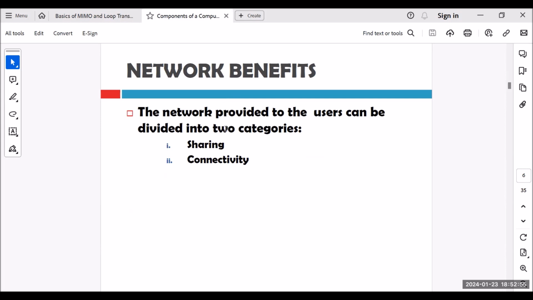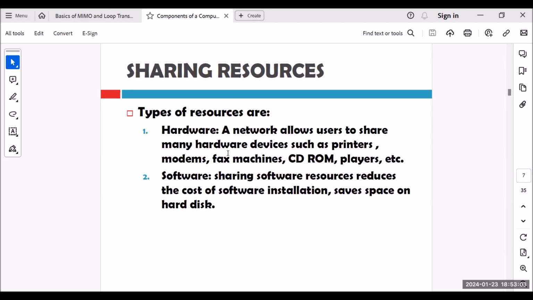Benefits. The benefits a network provides to users can be divided into two categories. The first is sharing, and the other is connectivity. The type of resources are the hardware. A network allows users to share many hardware devices such as printers, modems, fax machines, CD-ROM players, etc. And software: sharing software resources reduces the cost of software installation and saves space on the hard disk.